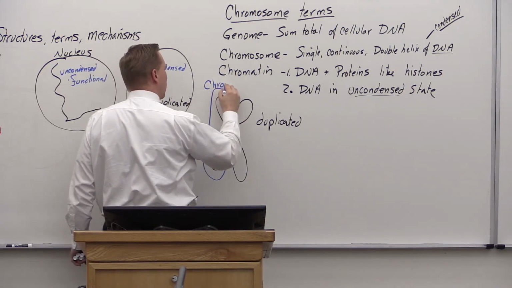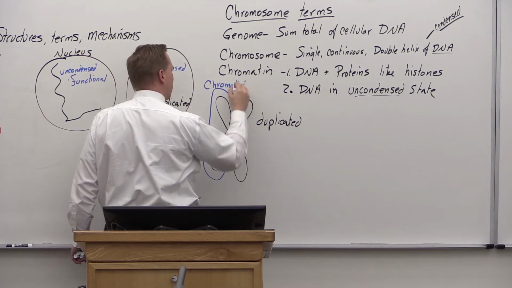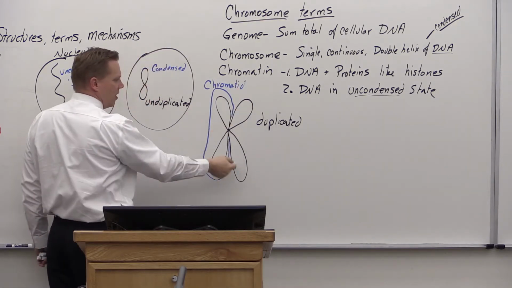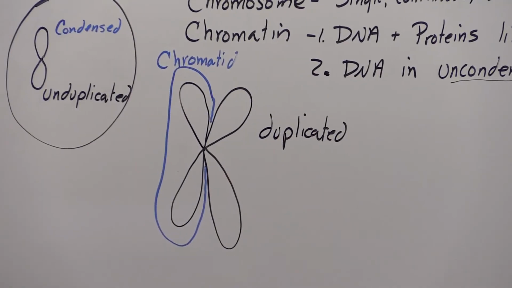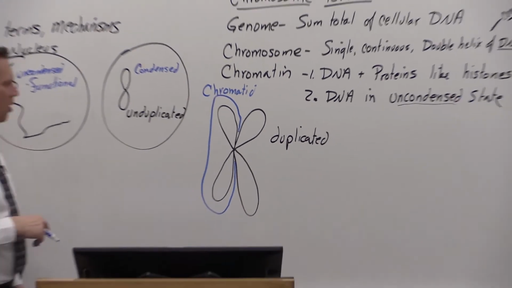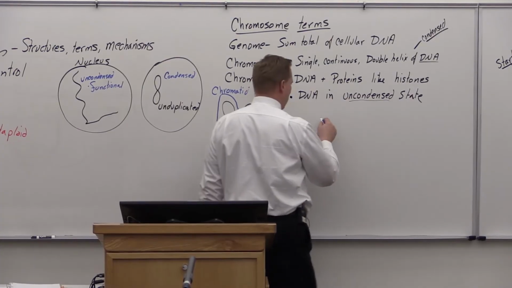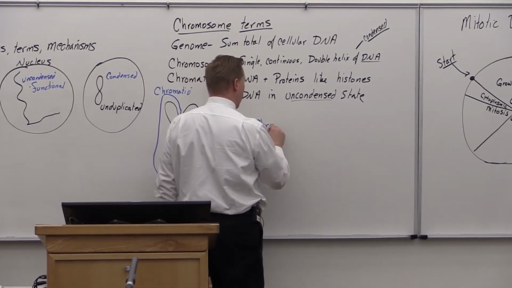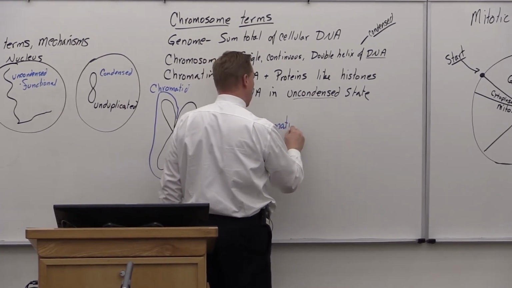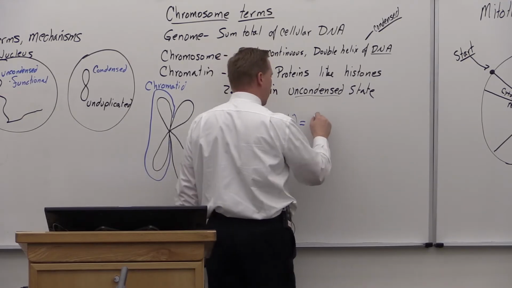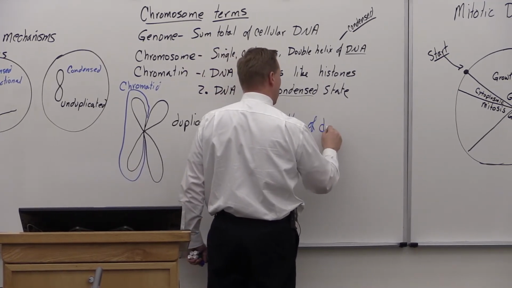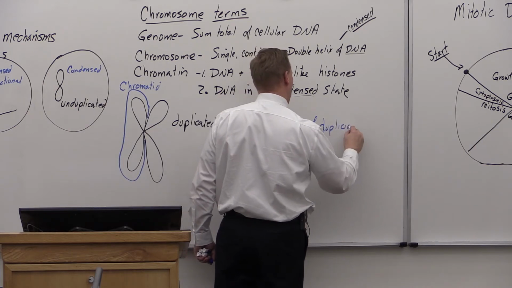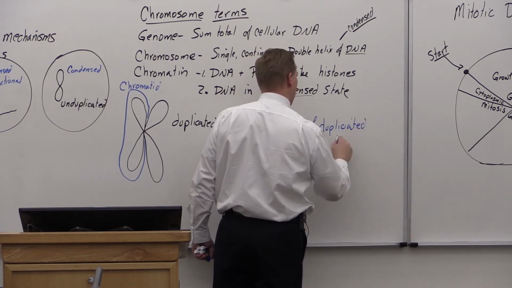So in blue, I've circled one chromatid. And then the other chromatid would be right here. So a duplicated chromosome has two chromatids. In fact, let's write that as a definition. We're going to say that the word chromatid is going to equal 1/2 of a duplicated chromosome.